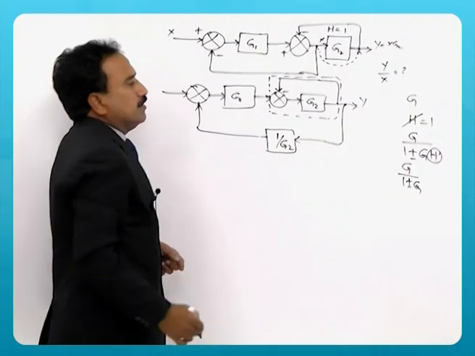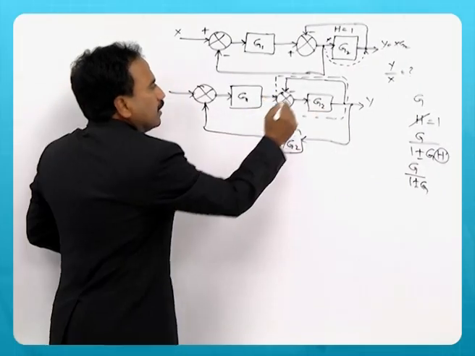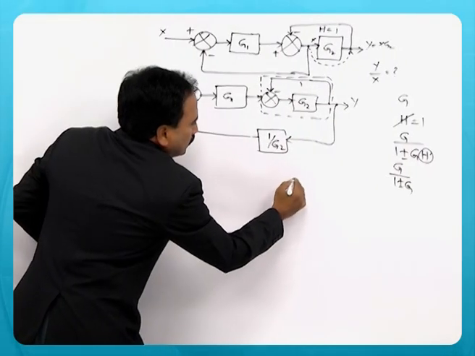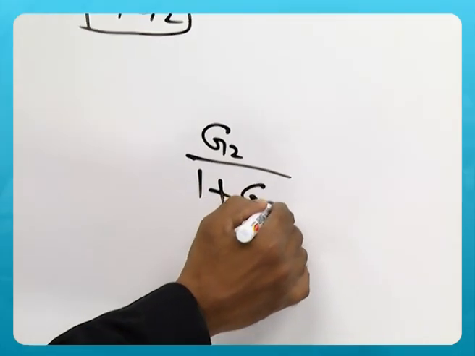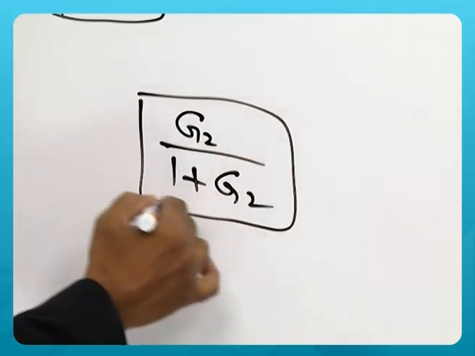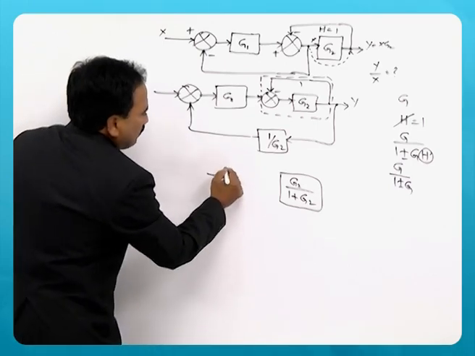I can eliminate this feedback loop. So what is the resultant of that elimination of this feedback loop is G2 by 1 plus G2, because there is no feedback element, it is unity feedback. Now this G1 remains same.